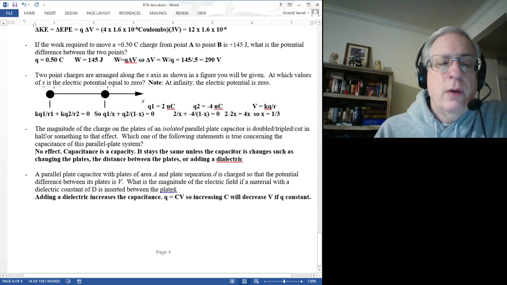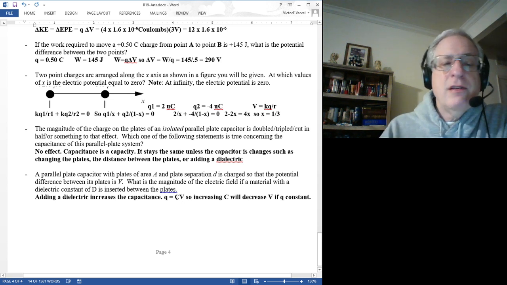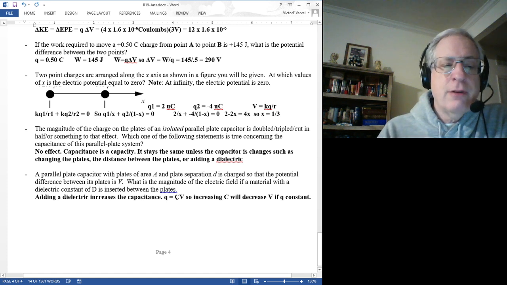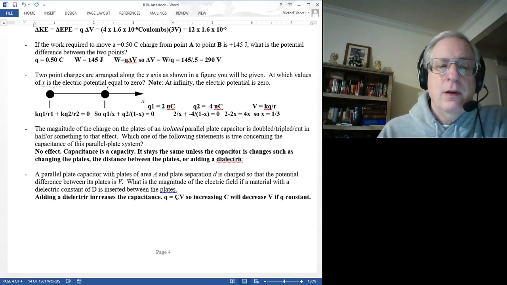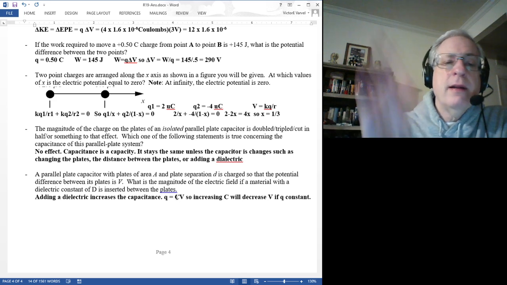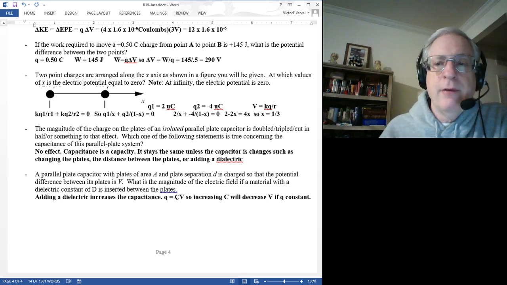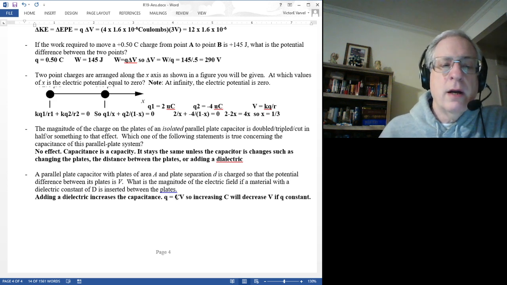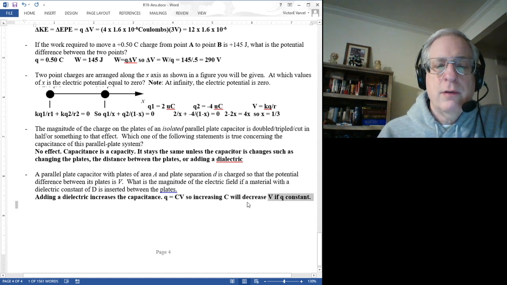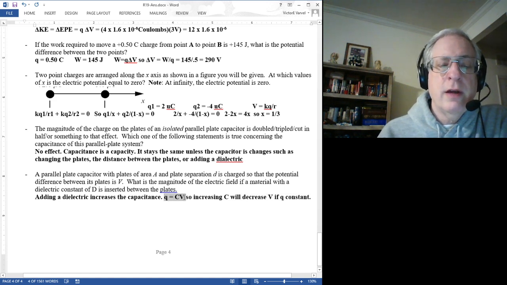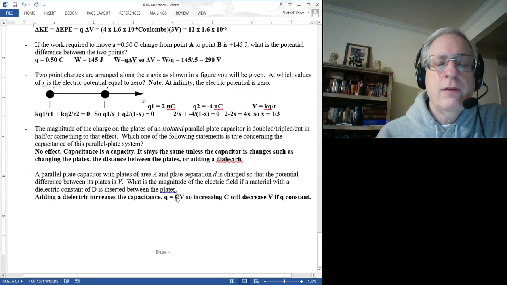Well, all you need to know is that Q is equal to CV. I don't need to know what C is. I just need to understand that adding a dielectric will increase C. Whatever values I put into that equation, D, V, A, and K for the dielectric constant, whatever they are, they're going to increase the capacitance. Now I'm not changing the charge. So if I increase the capacitance, voltage has to decrease. So really all you need for this equation is understanding Q is equal to CV and understanding that if I add a dielectric, C goes up.